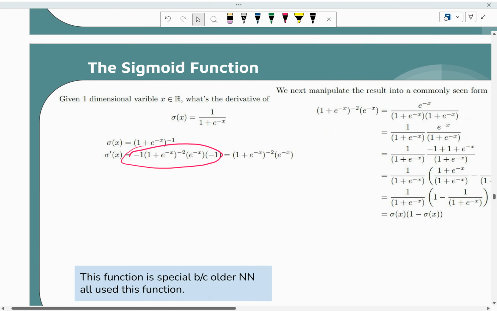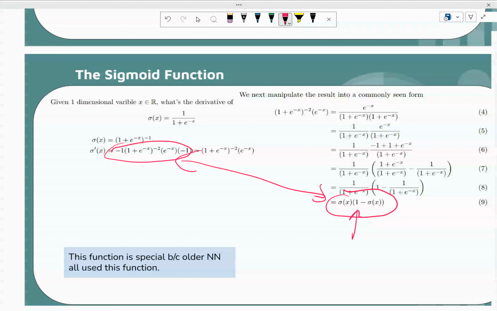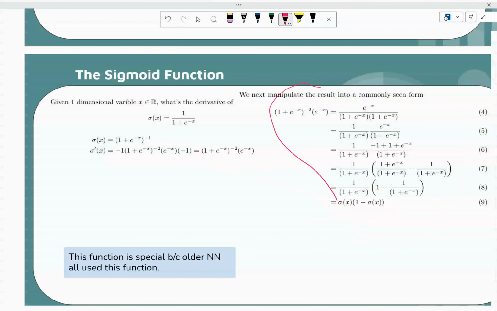Now, normally, when you look at the derivative of sigmoid, it's written this way, and they're actually identical. And over here is the derivation. But we don't really need to deal with sigmoid very much, so this is only if you want to know how they're equal.